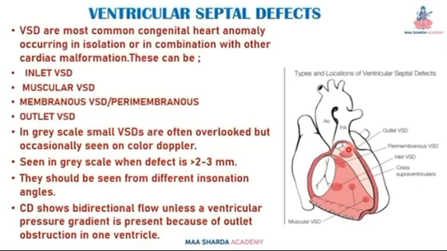In grayscale, small VSDs are often overlooked but occasionally seen on color Doppler. They are seen in grayscale when the defect is more than 2 to 3 mm. They should be seen from different angles. Color Doppler shows bidirectional flow unless a ventricular pressure gradient is present because of outlet obstruction in one ventricle.